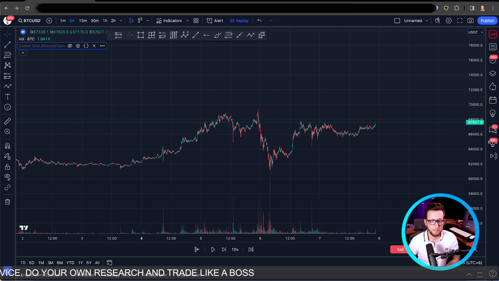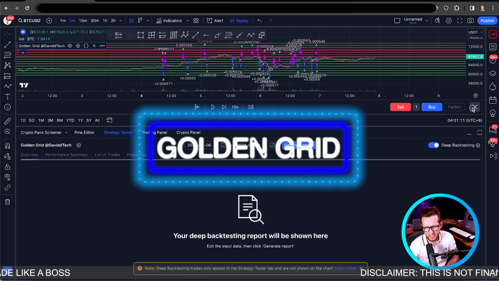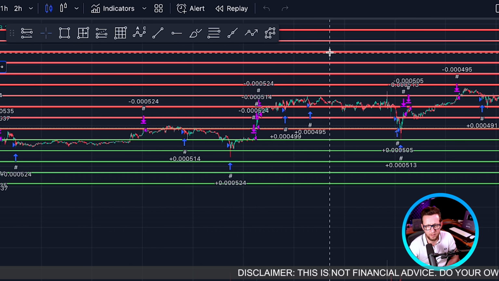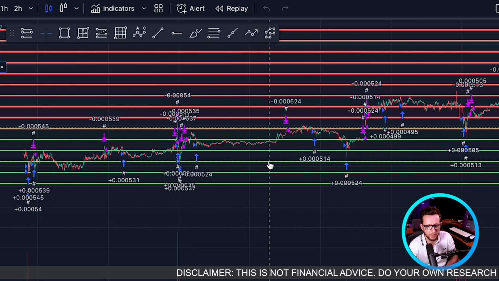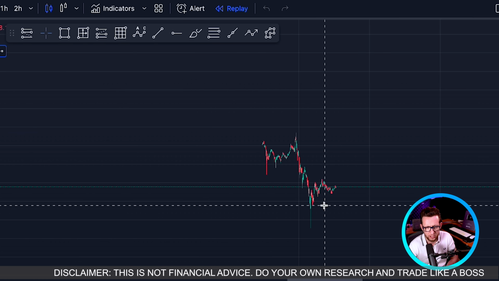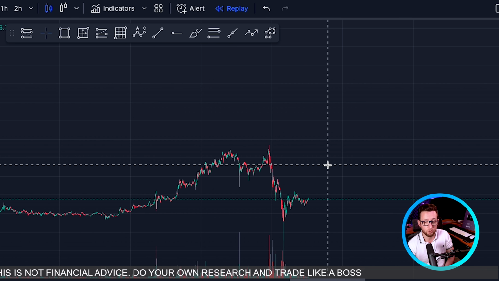Right guys, here I am back on my computer. The strategy is called Golden Grid by David Tech here. We can actually see from here that we have all of the red and green lines I was talking about. They actually adapt to the chart. If I choose replay here, you'll be able to see they're actually lower or higher. So it's an adaptive grid system.